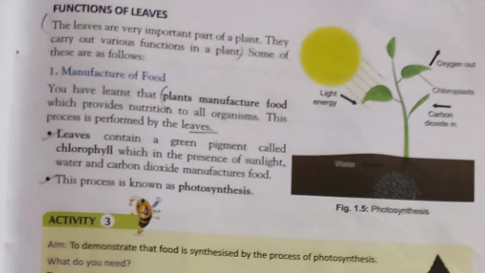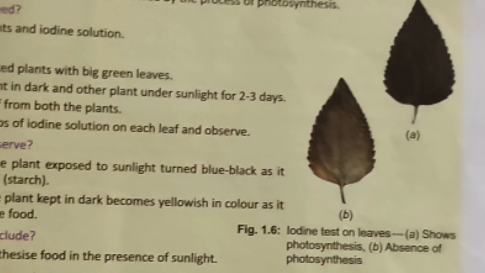Now you can do one activity on this particular function of leaves. What do you have to do? Your aim is to demonstrate that food is synthesized by the process of photosynthesis. So what do you need? Two potted plants and iodine solution. How will you do it? Take two potted plants with big green leaves. Keep one plant in the dark and the other plant under sunlight for 2 or 3 days.